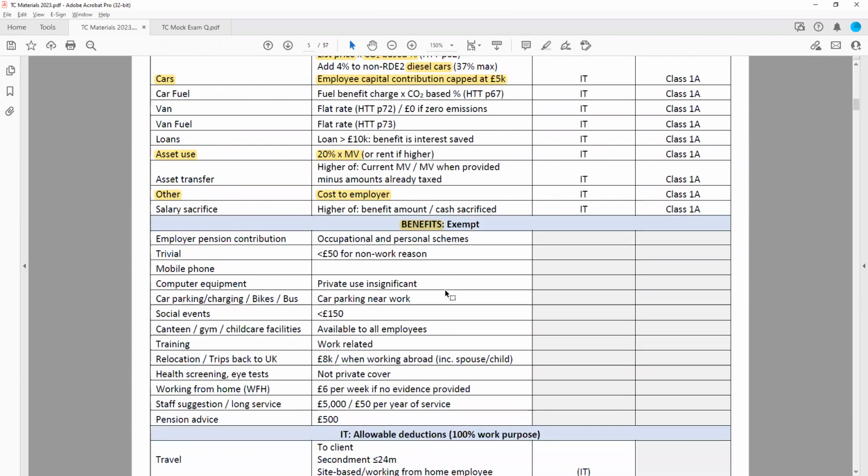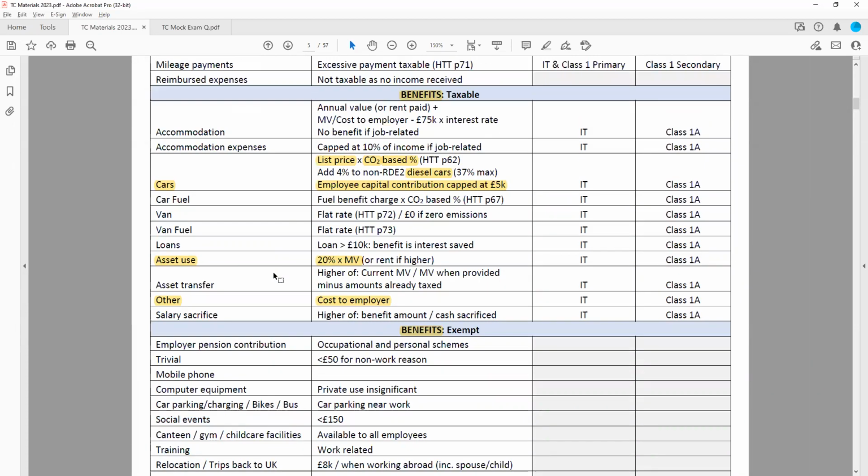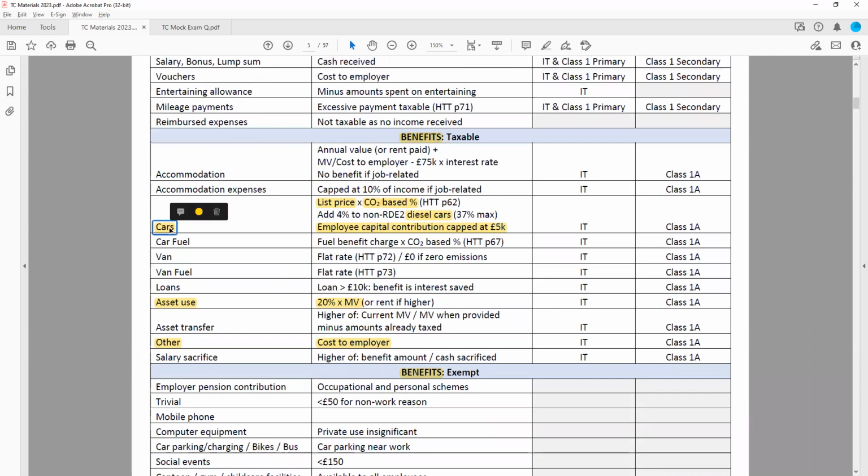But then with the benefits, learn the exempt list. And again, look at the big picture. It tends to be trivial, small amounts, or things which are socially beneficial, like childcare facilities and work-related training. None of the fun stuff, basically, like the cars, the speed boats and the hot tubs. And of course, the faster the car, or the more polluting the car, the higher the tax on that. Accommodation as well. Again, heavily taxed. So specific calculations there. Default is the cost to the employer.